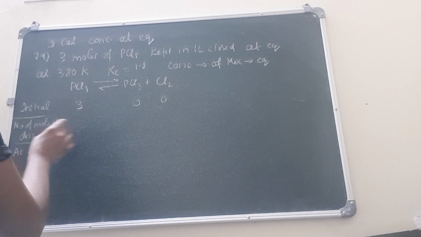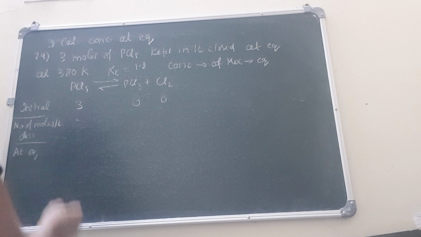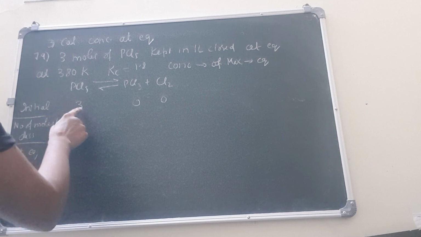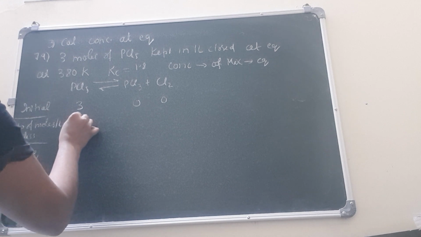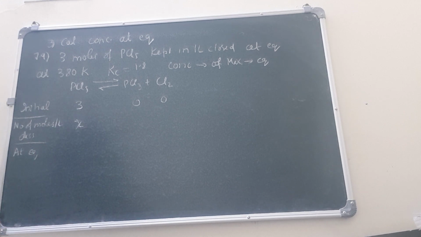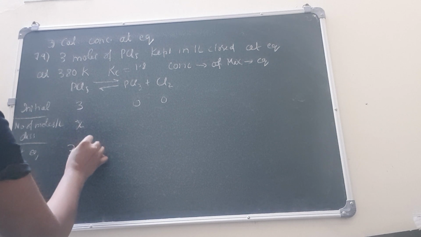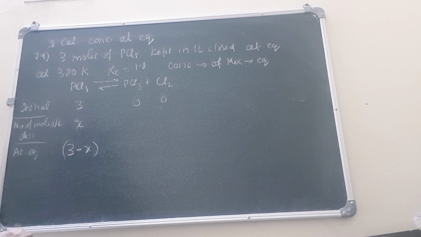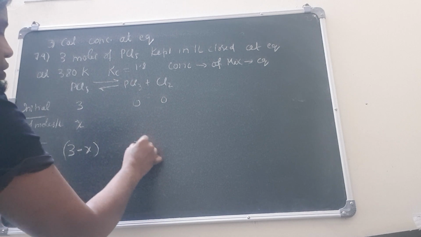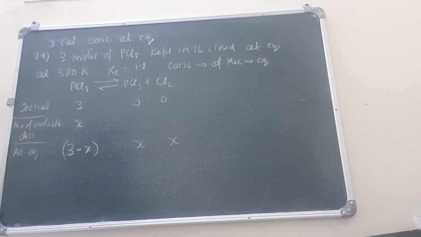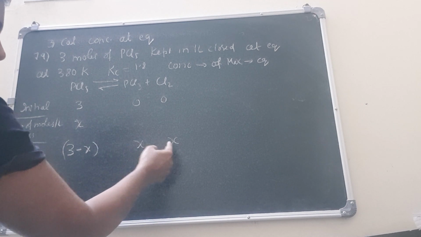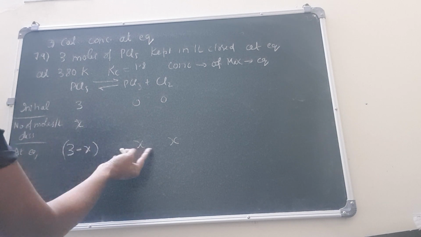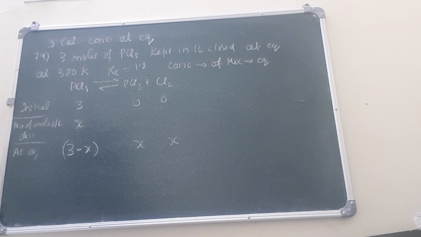Let us say the number of moles dissociated is always x per mole, correct? So initially there were 3 moles, x moles of the reactant got dissociated. And at equilibrium, how much will it be? 3 minus x, because out of 3, x moles got converted into product. So this is x and this is x. When equilibrium was achieved, out of 3 moles, let us say x moles got converted into products. So here you have x, and out of 3, x moles got dissociated. So it is 3 minus x here.